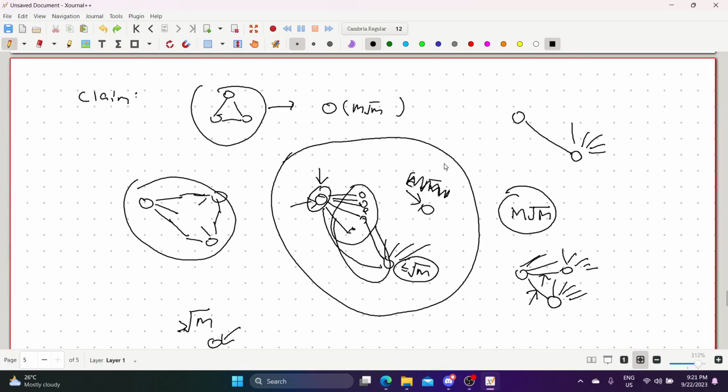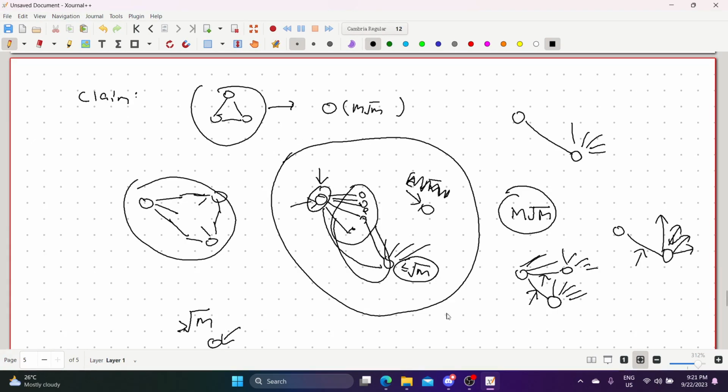Okay, and then the time complexity of this is m square root m because for each edge, we only consider the vertex if it has degree smaller than or equal to square root m. So this means that for each edge we only need square root m time.